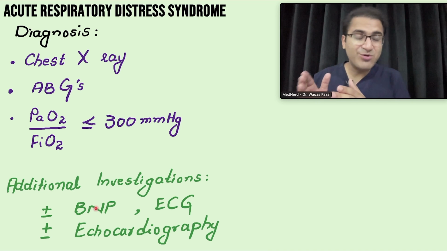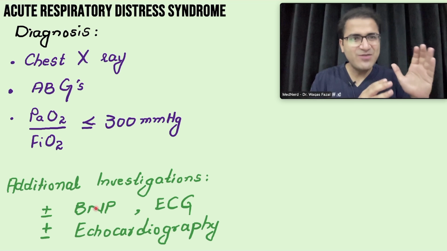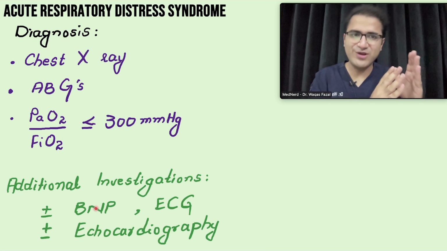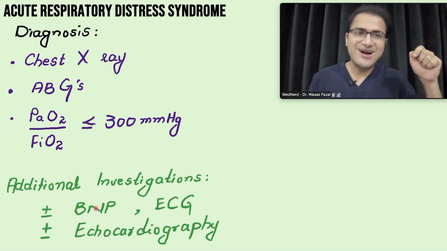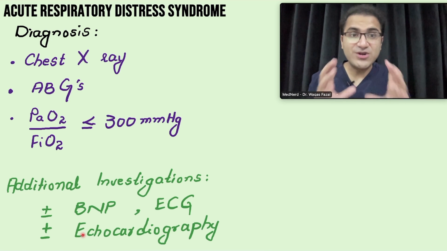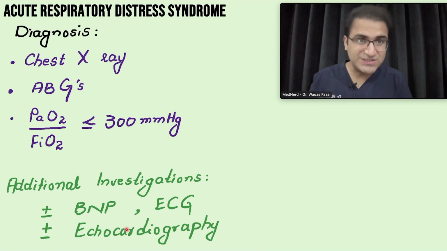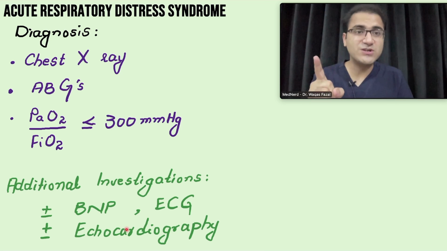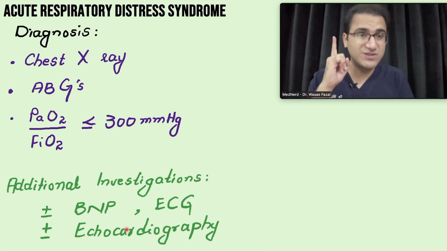I have talked about the importance of BNP in detail in my video on acute decompensation of heart failure. You can check out that video in the cardiology section. So you always rule out other important causes of acute respiratory distress in these patients and then make the diagnosis, because remember, acute respiratory distress syndrome is a diagnosis of exclusion.